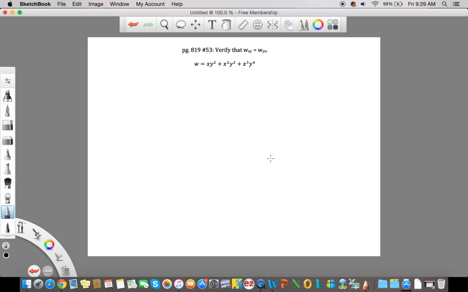Hello. Today we are going to talk about finding mixed derivatives. So this is problem number 53 from page A19 of Thomas's calculus book, 13th edition, Early Transcendentals. This problem gives us a function w, which is a function of x and y, and it wants us to verify that wxy equals wyx.